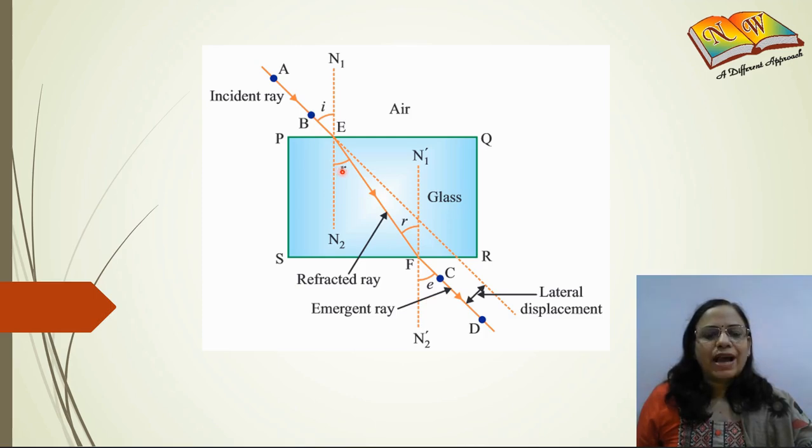Also, the angle of refraction will be smaller than the angle of incidence, because whenever light travels from a rarer medium to a denser medium, it bends towards the normal. So the angle of refraction is going to be less than the angle of incidence. Similarly, the angle of emergence will be greater than the angle of refraction, because whenever a ray of light travels from a denser medium to a rarer medium, it tends to bend away from the normal.